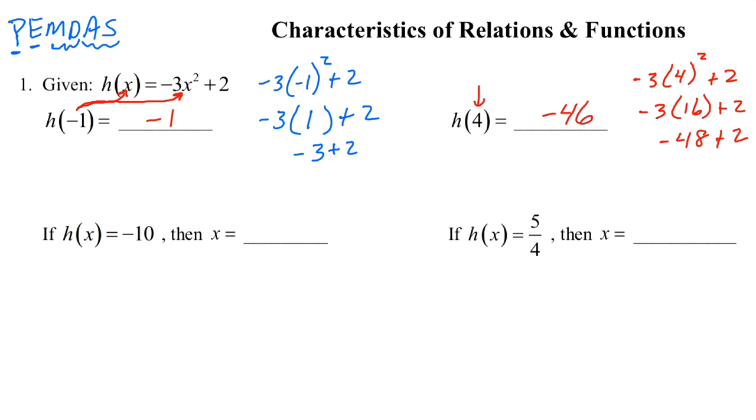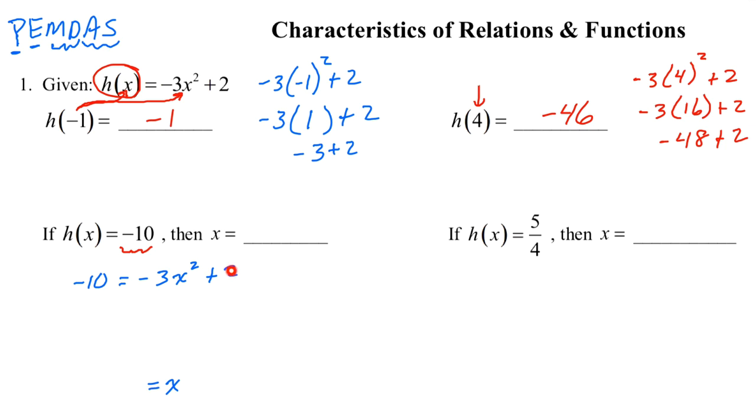All right, so this time, this problem says that your h of x is negative 10. H of x is this value. So that means our equation would be negative 10 equals negative 3x squared plus 2. Now, when you are solving an equation, you are going to use PEMDAS, but you're going to use it in reverse. So our ultimate goal here is to solve for x.